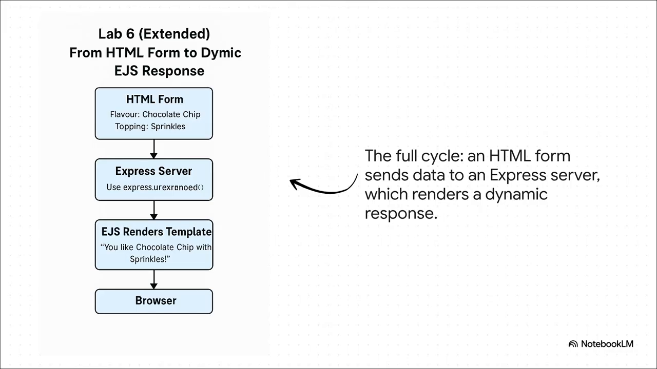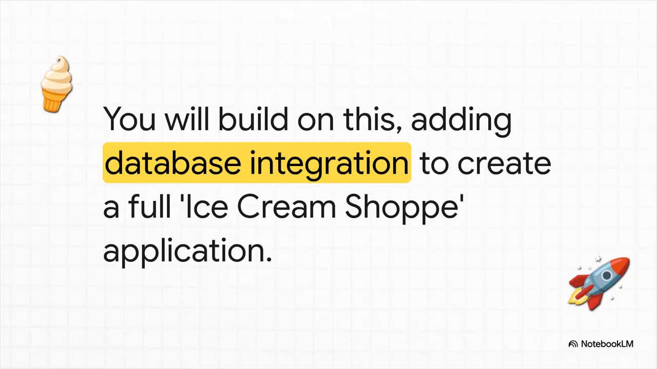And this diagram just brings it all together. It's the full cycle. An HTML form collects user input, let's say your favorite ice cream flavor. It sends that data in a POST request to an Express server. The server then uses a templating engine to create a custom HTML page on the fly, one that says, hey, you like chocolate chip, and sends that page right back to the user's browser. It's a complete call and response loop. And this is just the beginning.